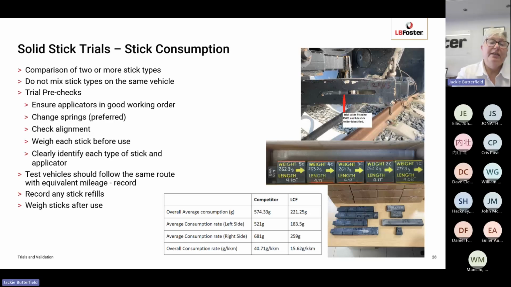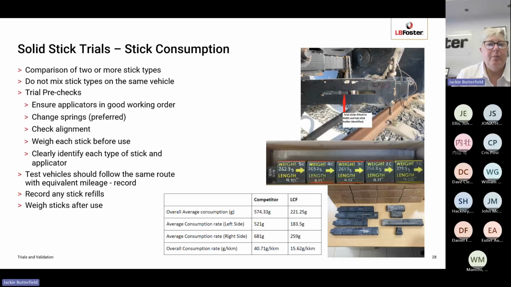And then the test vehicles should follow the same route with the equivalent mileage. So you should record this as well over the time period of the trial. And that time period is really up to the user in terms of what their usual consumption and maintenance refilling intervals are. So record any stick refills during that interval and weigh the sticks after use. So from that, you can calculate the consumption rate.